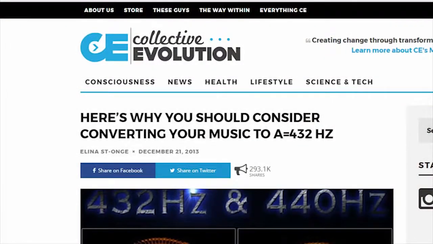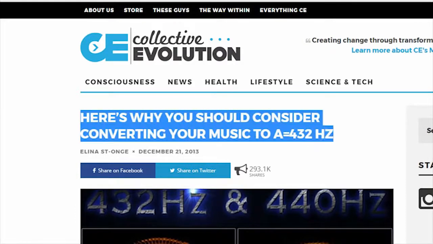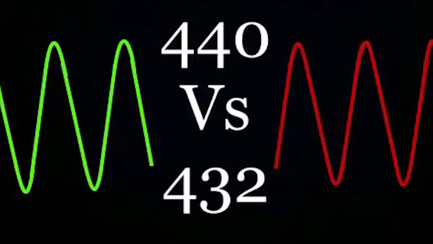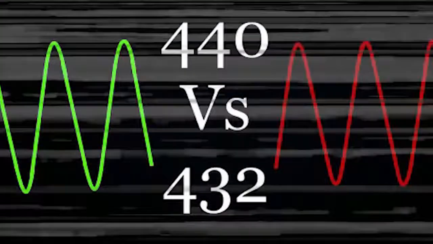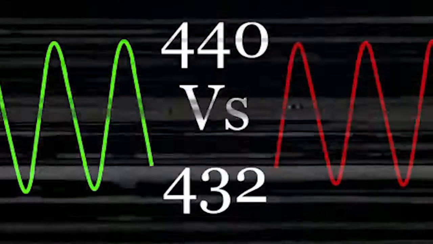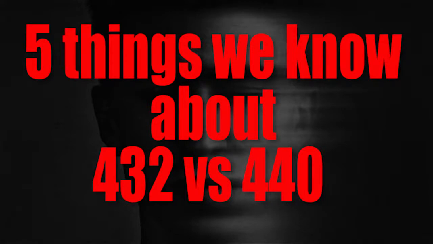There recently has been a lot of discussion about something strange, and that is the change to people on a very slight level that has taken place over decades, namely the 432 Hz frequency versus the 440 Hz frequency. But what is this? Well, stay tuned as The Art of Dark brings you 5 things we know about 432 versus 440. Number 5. First, some context.